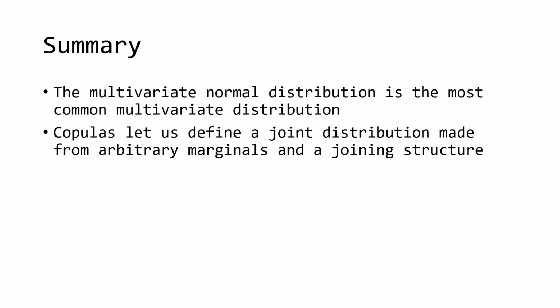In this video, we discussed joint probability distributions and copulas. Two key points to take away from this video are: the multivariate normal distribution is the most commonly used multivariate probability distribution, and copulas let us define a joint distribution made using arbitrary marginal distributions and some joining structure that gives us a desired shape for the overall relationship between the variables.